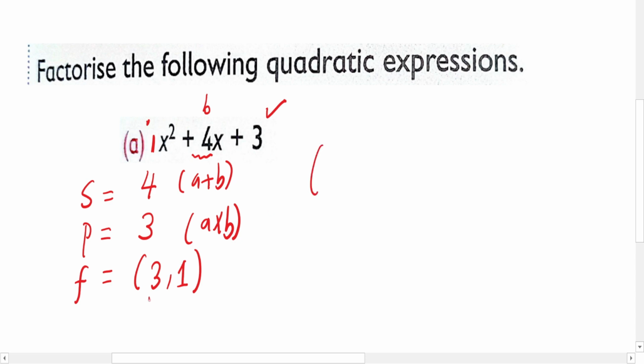So you have your factors. There's a long way and there's a short way. The short way is, once you get your factors, just write x plus 3 and x plus 1.